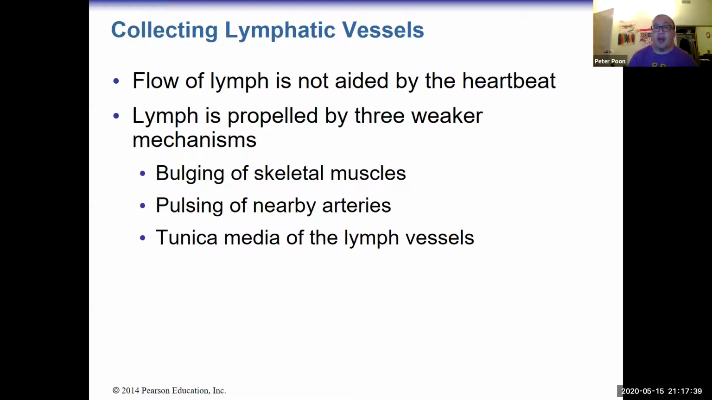It's actually propelled by three weaker mechanisms: skeletal muscles. So when you walk, when you move around, when you flex your muscles, it causes the lymph to move. So if you have swollen joints and you walk around on it, it actually kind of helps drain the excess. The pulsing of nearby arteries: the pulse of the artery literally pushes on the lymphatic vessels, and that causes the fluid to flow. And the tunica media of the lymph vessels themselves actually contracts and expands.